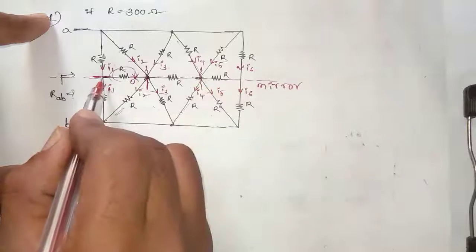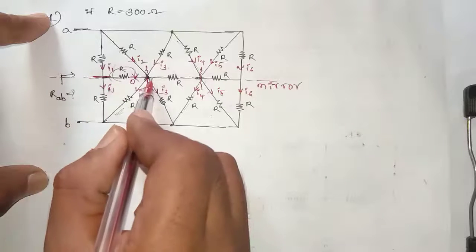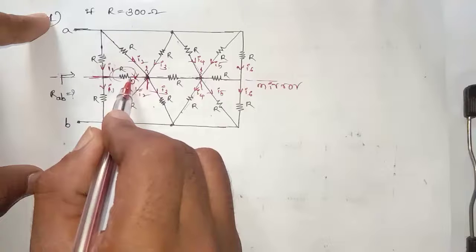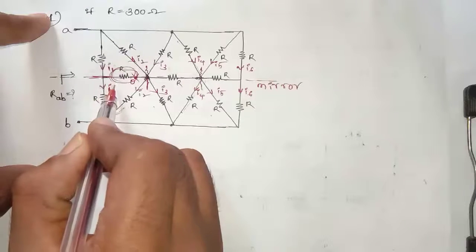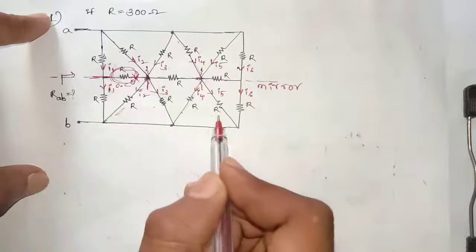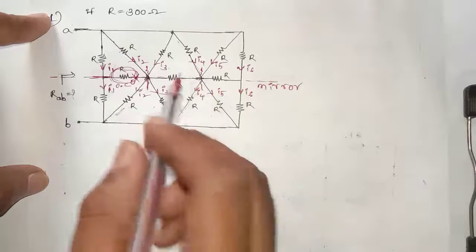Here also no current is flowing from this resistor. From this node also no current is flowing from this resistor. That means zero current is flowing from this resistor, which means it is open circuited. Okay.